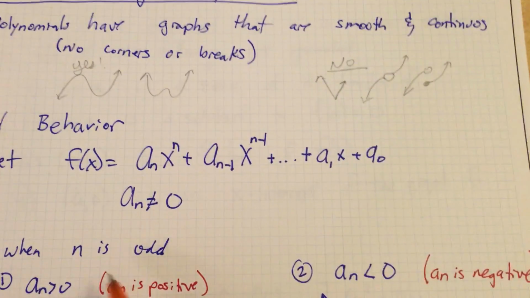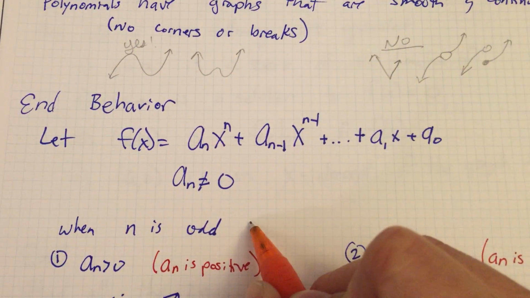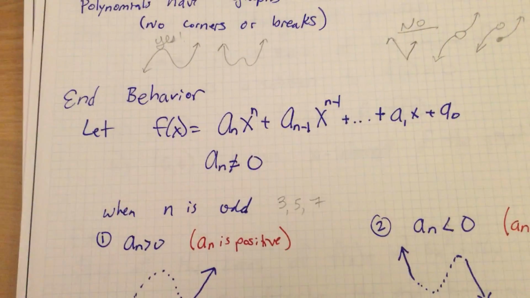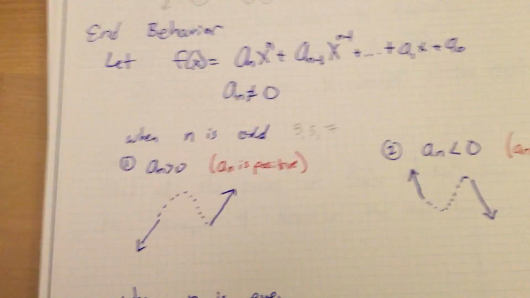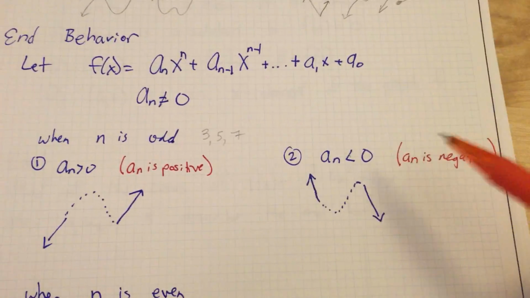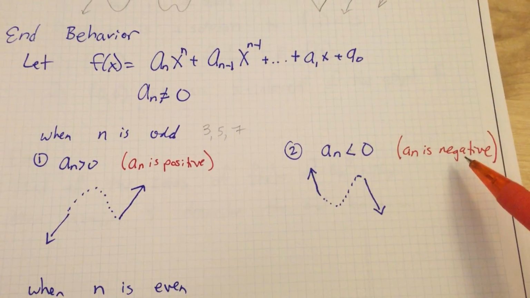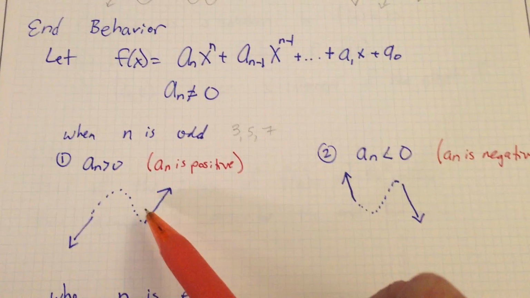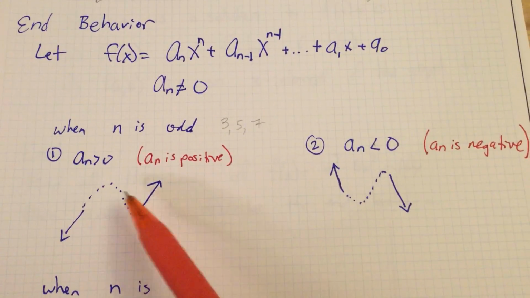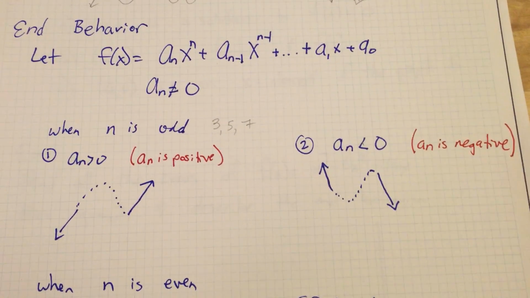So basically what we want to do is figure out what's going to happen. So what happens if my n is odd, right? So those are your 3s, 5s, 7s, and so forth. There's two characteristics, right? Your a sub n is either greater than 0, meaning your a sub n is positive, or your a sub n is going to be less than 0, so -1, -2, -3, aka your a sub n is going to be negative. So these are what's happening with your graphs. Notice that your graphs are going in opposite directions for both of these, and I just drew a dashed curve because, again, I don't know what's actually happening.